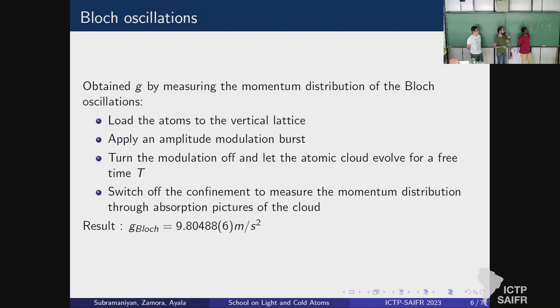Then in the last part of the article, they obtain g by measuring the momentum distribution of the Bloch oscillations. So they do pretty much the same. They first load the atoms into the vertical lattice, and then apply an amplitude modulation burst. This is basically to create an interference in the time of flight, so the peaks of the Bloch oscillations are enhanced. Then they turn the modulation off and let the atomic cloud evolve for a free time t. They switch off the confinement to measure the momentum distribution through absorption pictures of the cloud.